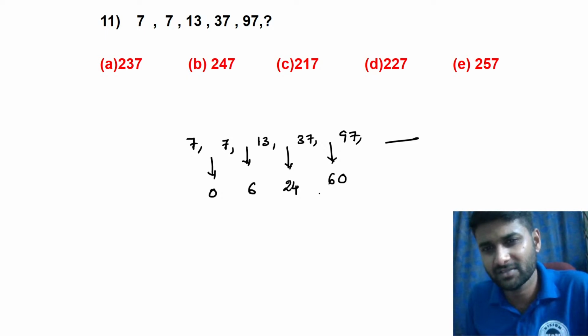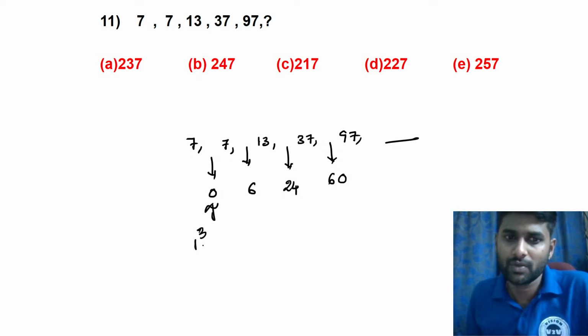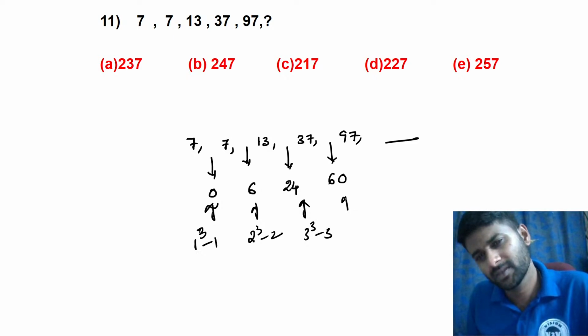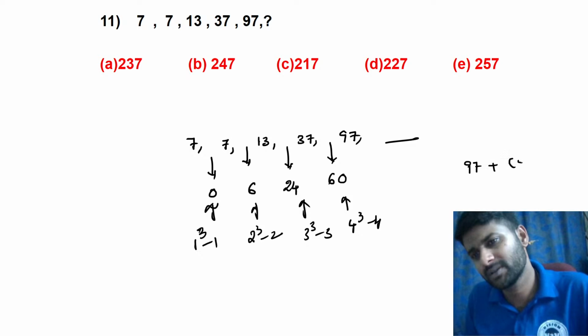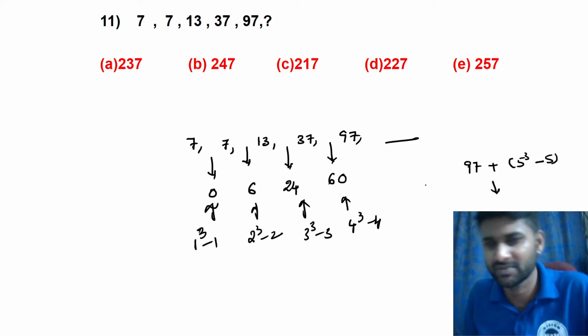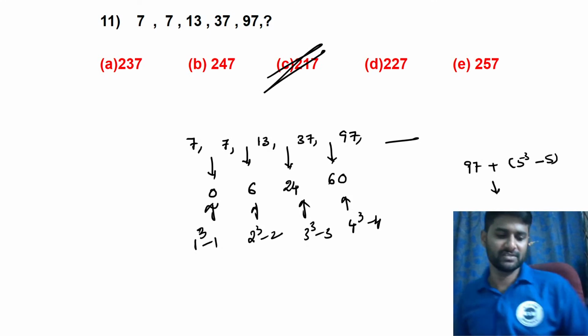And 9 minus 3 is equal to 6, guys. So we can say that this is 1 cube minus 1. This is 2 cube minus 2. 3 cube minus 3. This is 4 cube minus 4. The next number, 97 plus 5 cube minus 5. See, so 97 plus 120 is our resultant. So the answer is 270. 270 is the correct answer.